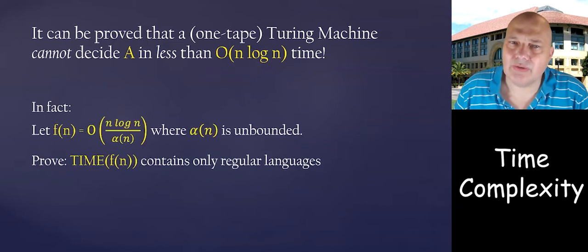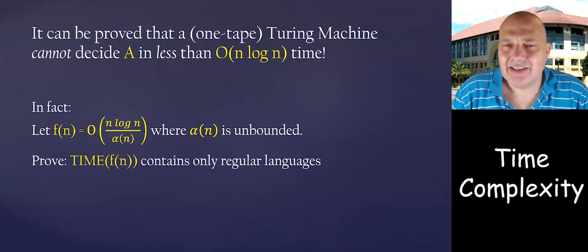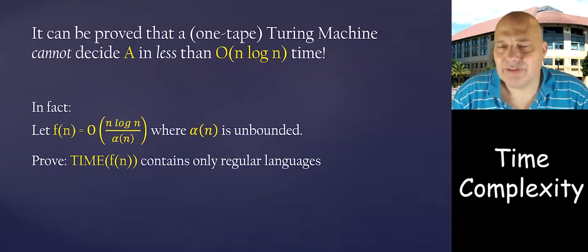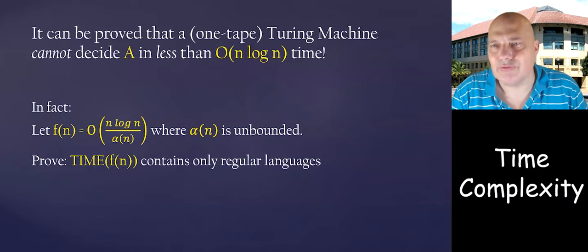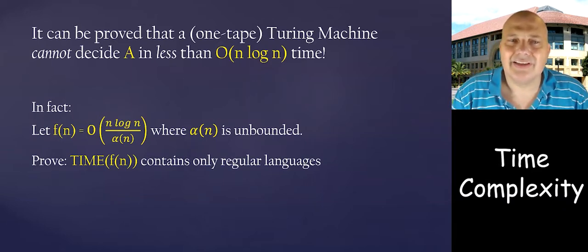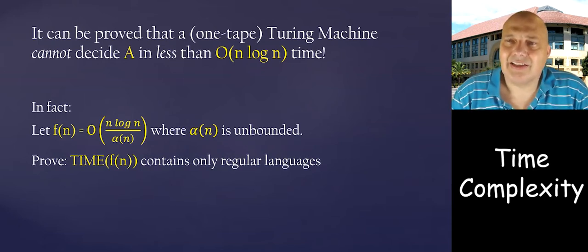And why is it so? It turns out that for every f of n which is a little bit smaller than n log n, so that is little o of n log n, put differently, it is n log n over some alpha n, where alpha n is unbounded, going to infinity as slowly as you want, then time f of n contains only regular languages. And regular languages can also be computed in linear time.